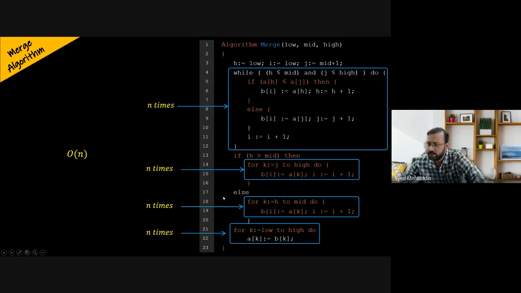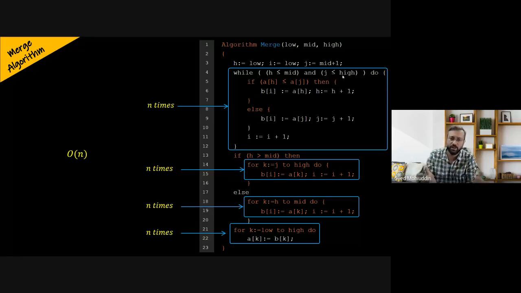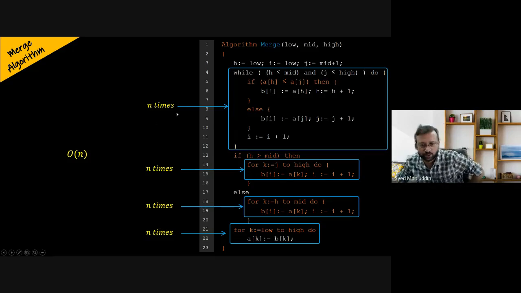The complexity of this merge algorithm, this is the while loop. How many times will this while loop run? It will run until H becomes greater than mid and J is greater than high. Assume that in the first subarray there are n elements, and in the second subarray also n elements. We say n by 2 each, but assume at most, maximum, n itself. So this while loop will run for n times.